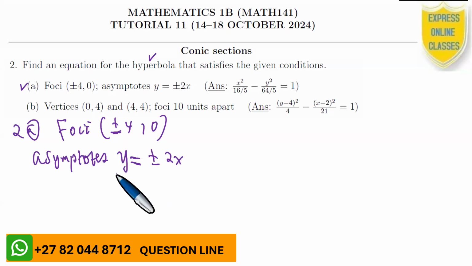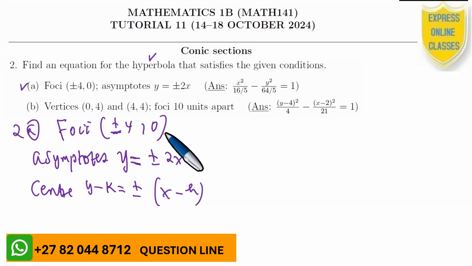Right, so the foci is there, but you can see that the center, because now this must be y minus k, plus or minus, right, plus or minus either A over B, then X minus H. But because these foci, their numbers are sitting where? Their numbers are sitting on the X, because you have a -4 and a 4. It means, therefore, that the graph is somehow like this.